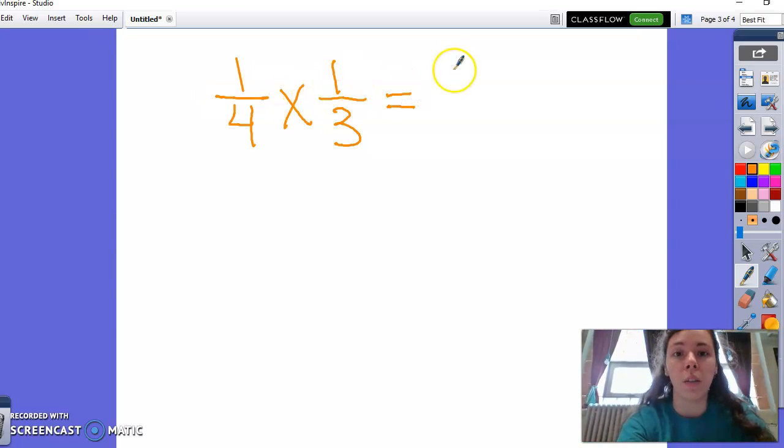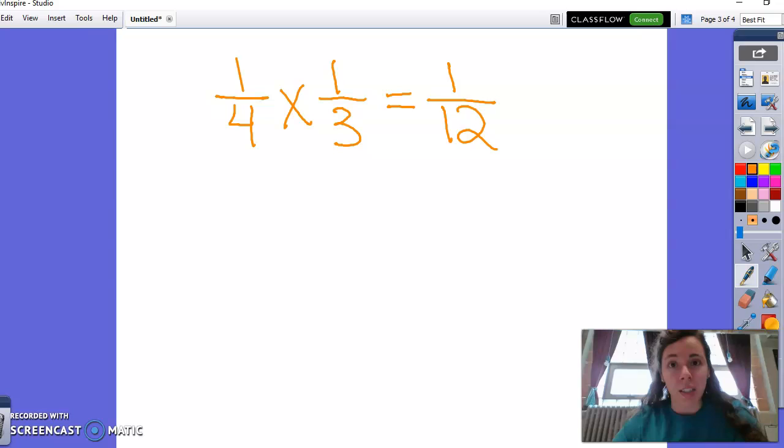1 times 1, of course, is 1. 4 times 3 is 12. And then our last step when we multiply with fractions is always to check for simplest form. Nothing goes into both of those together, so 1/12 is as small as it's going to get.